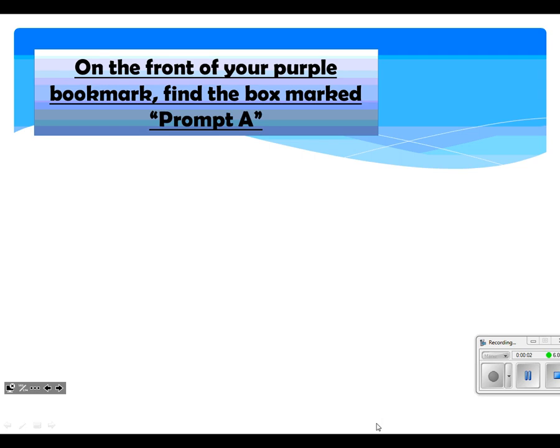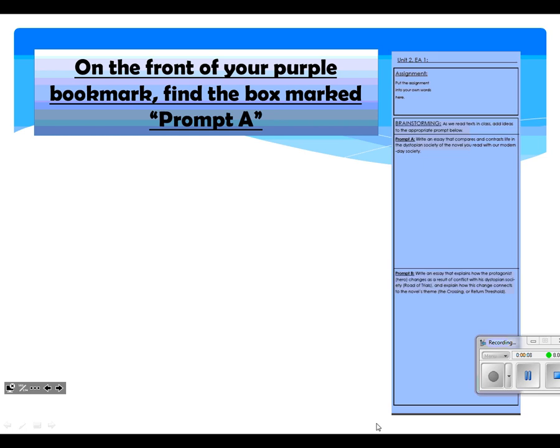All right, now on your purple bookmark, again, if you don't have it, write this on a separate sheet of paper, figure it out. We're going to be writing down the two possible options for both essays. Now, you're not writing two different essays. You're not merging the ideas together. You're going to pick one, but we need to have ideas for both, okay?